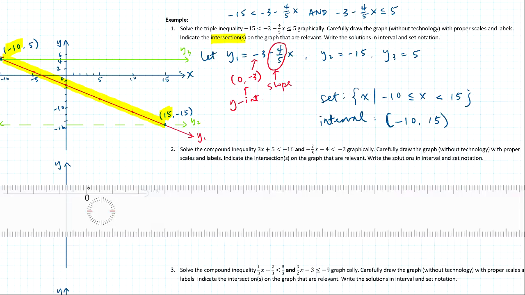And that's how we solve the three-part inequality graphically, using the coordinate plane and the graphing skills we had from before.